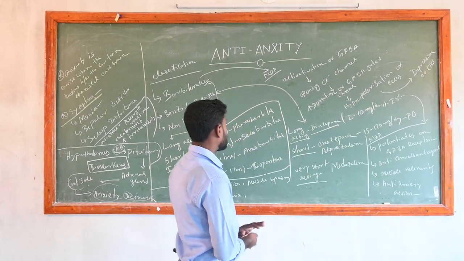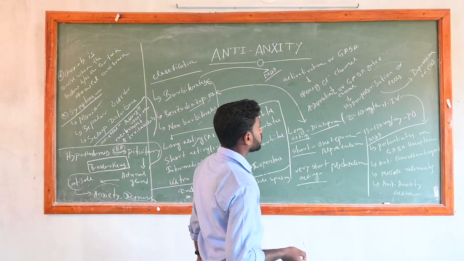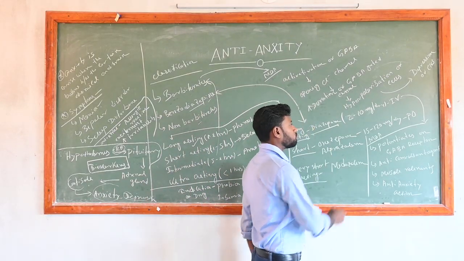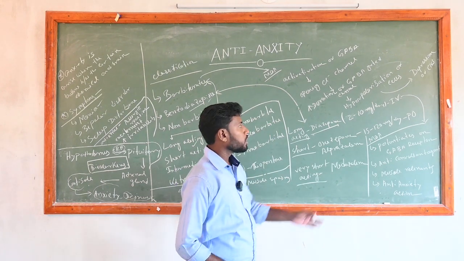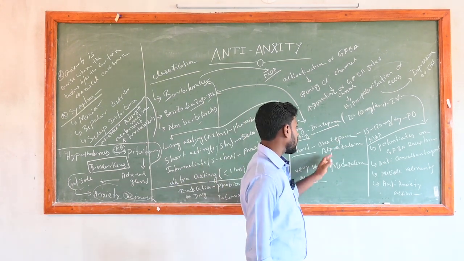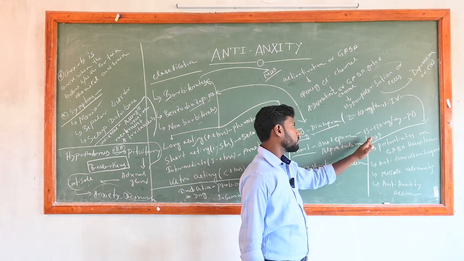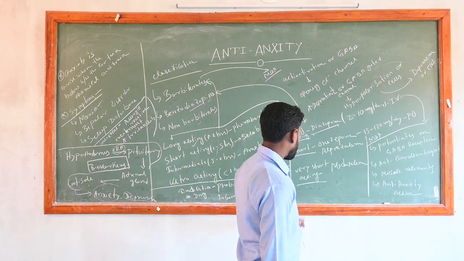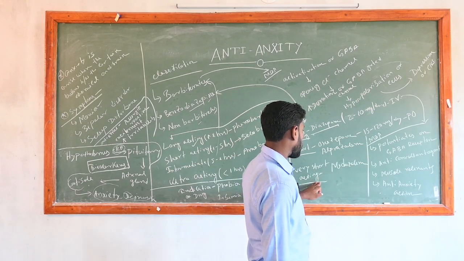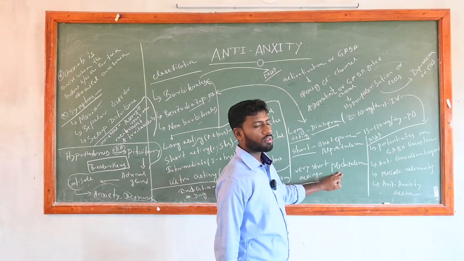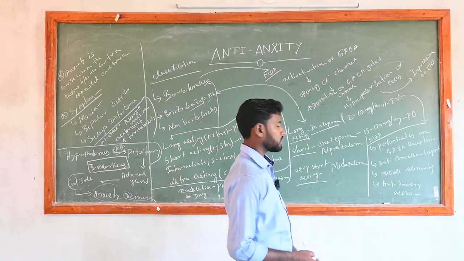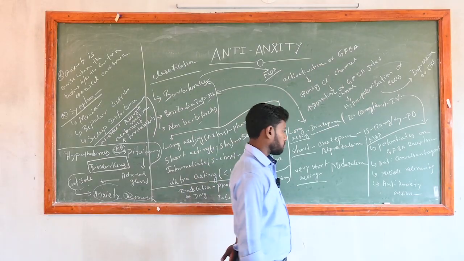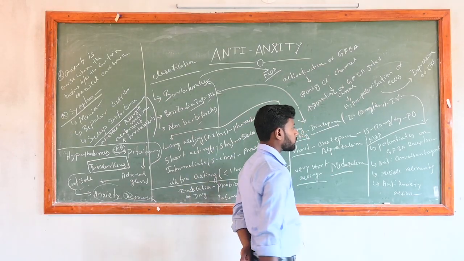Now the doses. The first is diazepam, taken orally at 2 to 10 mg per day, and oxazepam at 15 to 120 mg per day orally. Now the very short acting drug, midazolam. The dose of midazolam is 0.5 to 1 mg per day. That is the main dose of midazolam.